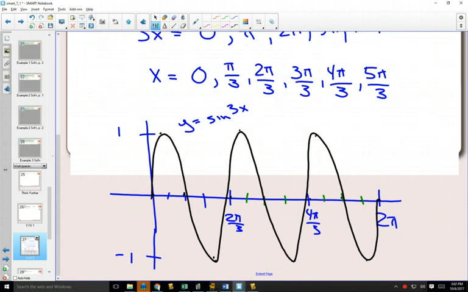And if we found out where it was equal to 0, how many answers would we have? 1, 2, 3, 4, 5, 6. We almost have 7, but this one wasn't included in the domain.